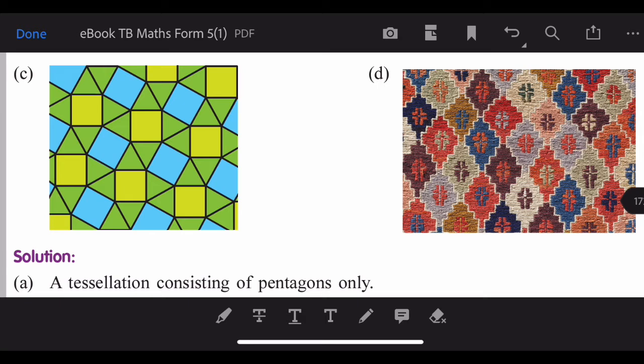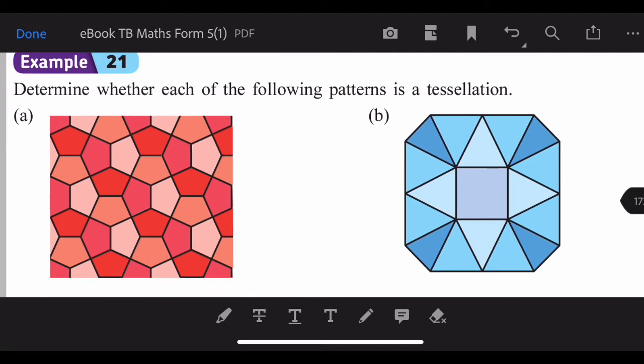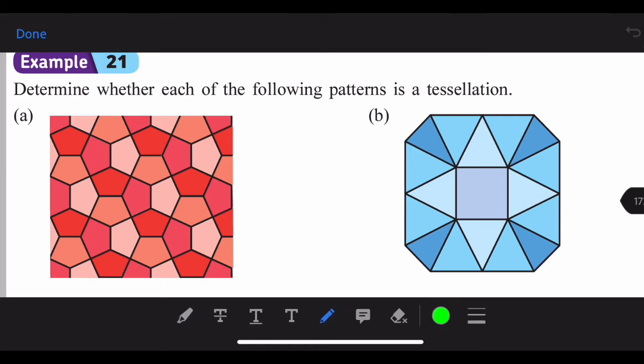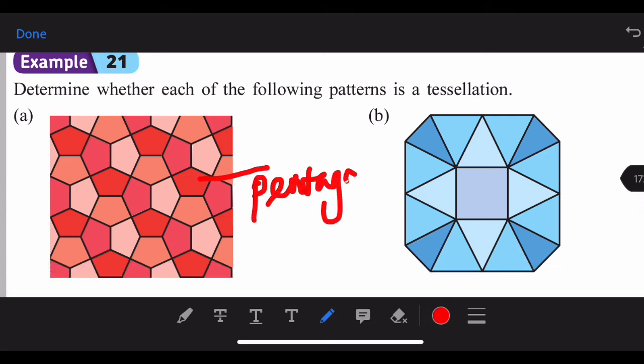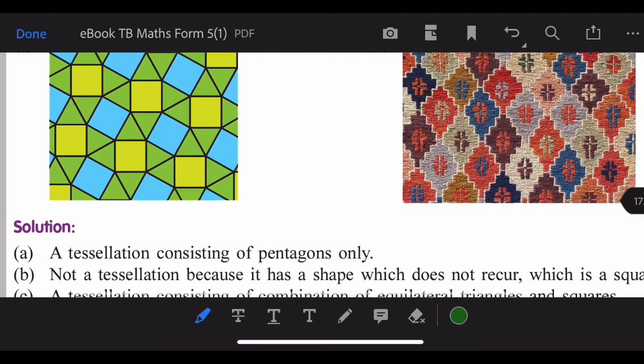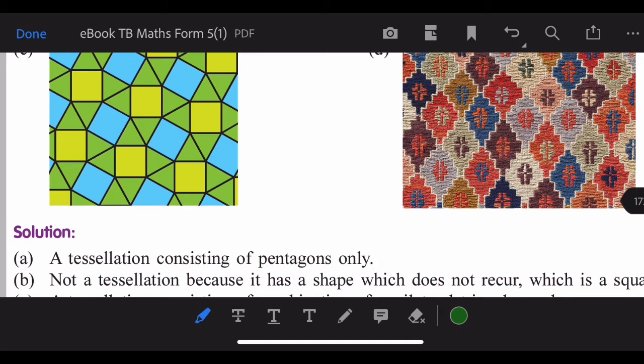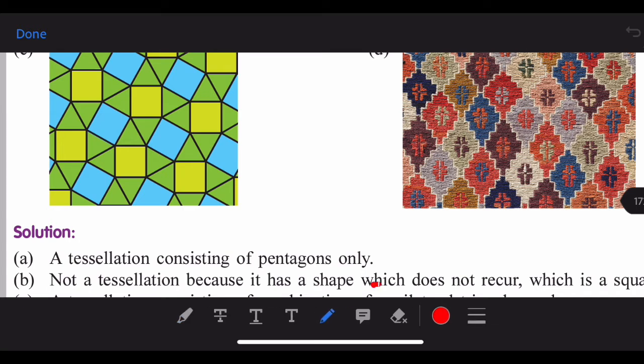A is a tessellation, yes, consisting of pentagons only, right? Isn't it all pentagons? You can see all these are actually pentagons, so many pentagons. So this is yes, it is a tessellation. Then how about B? Not a tessellation because it has a shape which does not recur. The shape must repeat, as I said.